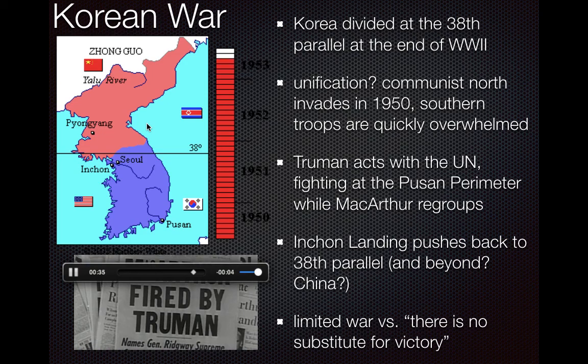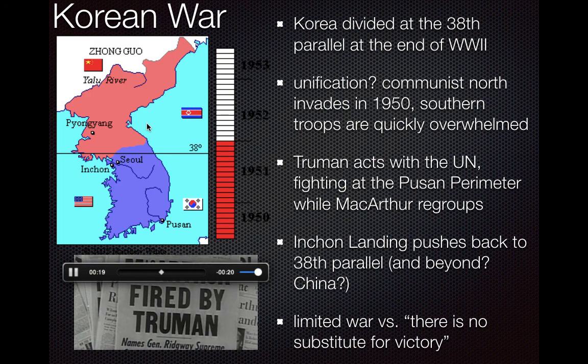There is a question mark here about what the U.S. will do next. Douglas MacArthur, the general in charge, wants to go all the way up to the Yalu River and invade China. This is not something Truman wants to do. He essentially is saying we need to get back to the 38th parallel and count our blessings that we made it that far and then leave. We want a limited war.